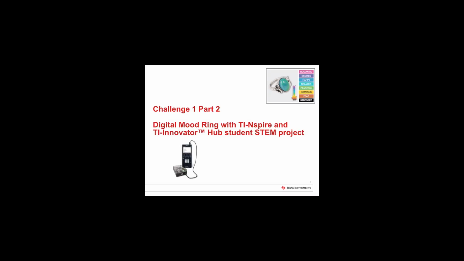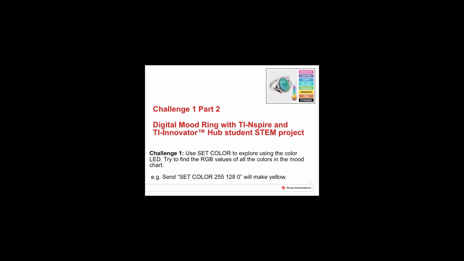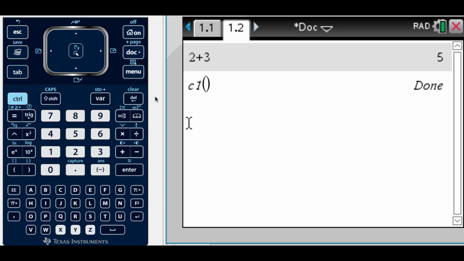Welcome back. In Challenge 1 Part 2, we will edit our program to display a sequence of different colors. Picking up where we left off, we just displayed red on the TI Innovator Hub. Let's go back and edit the program to display another color. To move back to the page with our program editor, use Control Left or use the touchpad to move the pointer arrow to page 1.1 and press center click or enter.